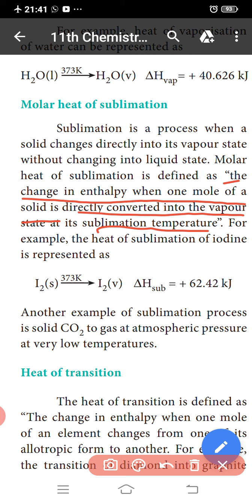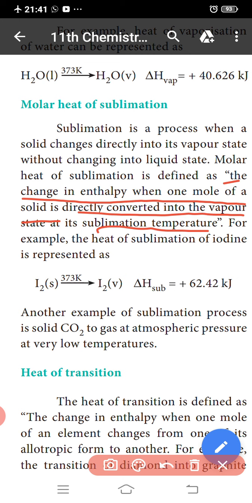The first one, the molar heat of fusion: the solid state converted to the liquid state. This is the melting point. Then the second one, the molar heat of vaporization: the liquid state converted to vapor. This is the boiling point. The third one is the molar heat of sublimation: the solid state directly converted to vapor. This is called the sublimation point, or sublimation temperature.